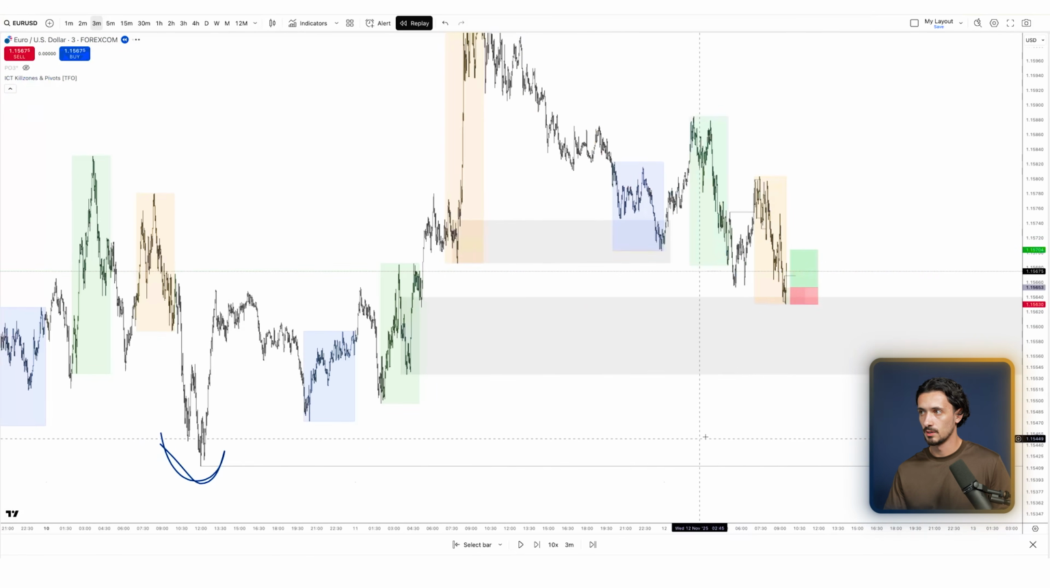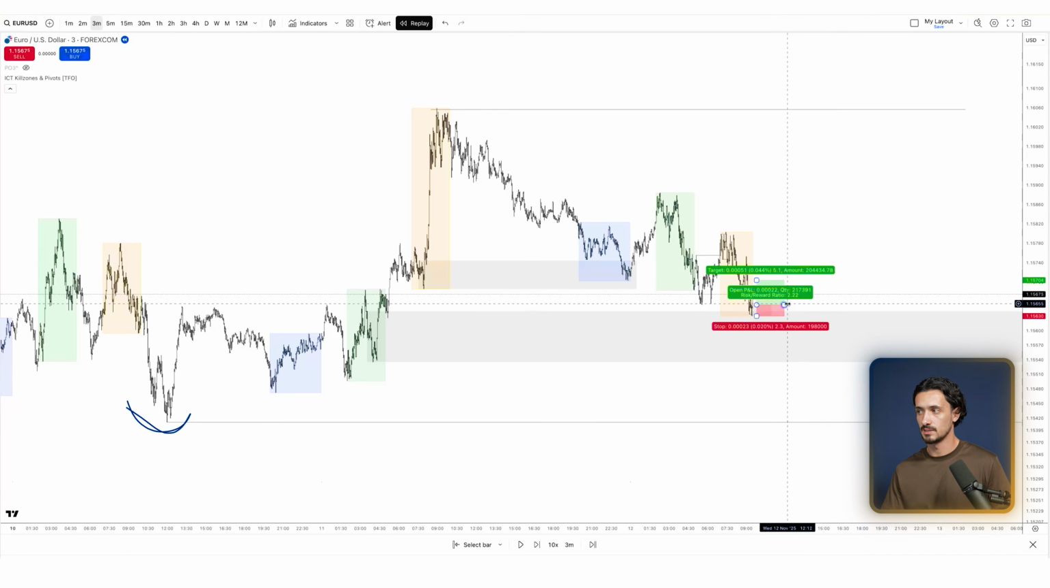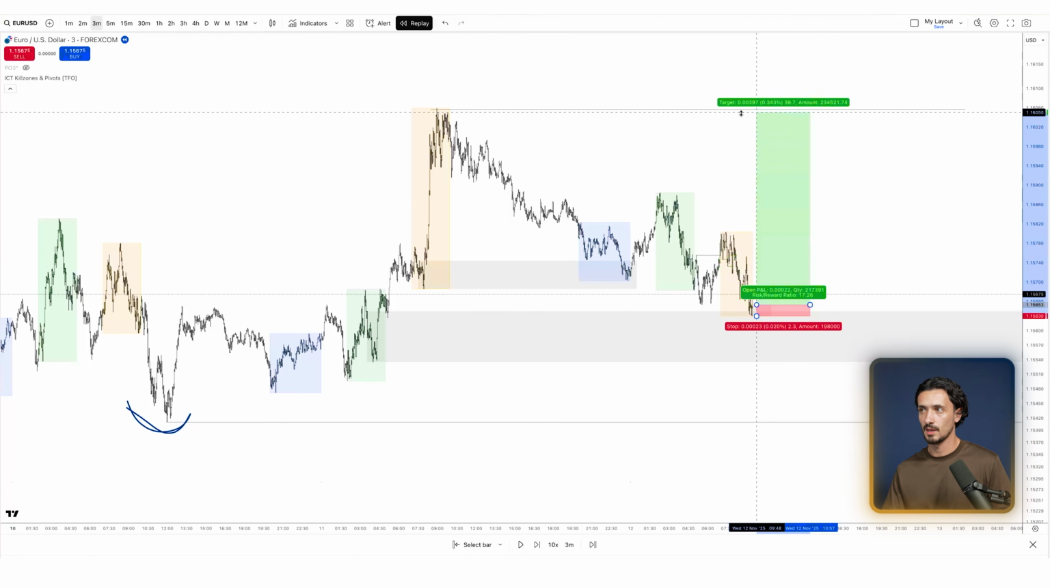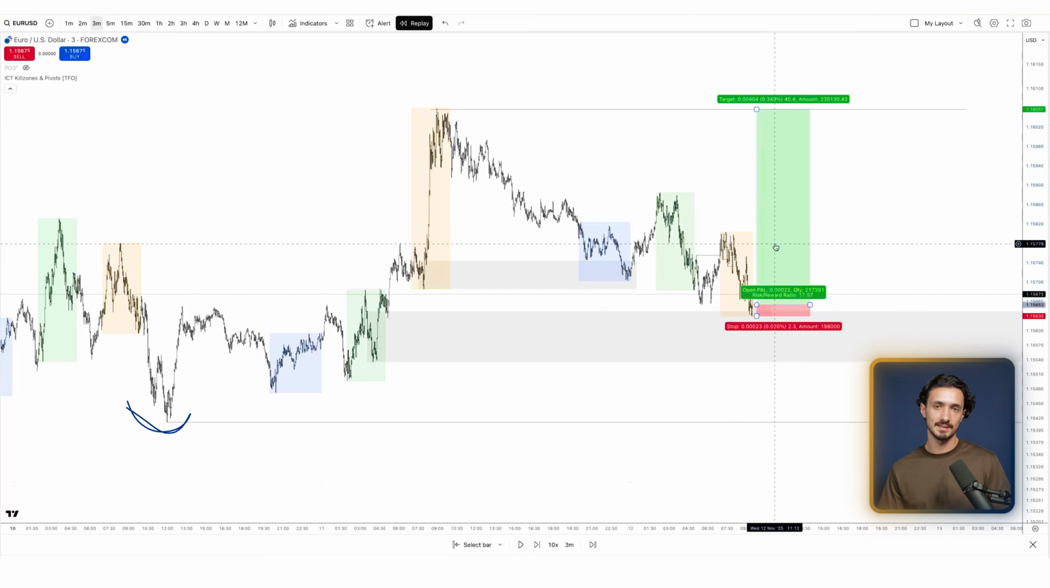Now what you can do, and honestly, I'm not going to sit here and tell you that I held this entire trade all the way up to here. I didn't, right? 17 risk reward, I didn't do that. I cut some off at 5R, some off at 7R, and then some off at the full take profit.